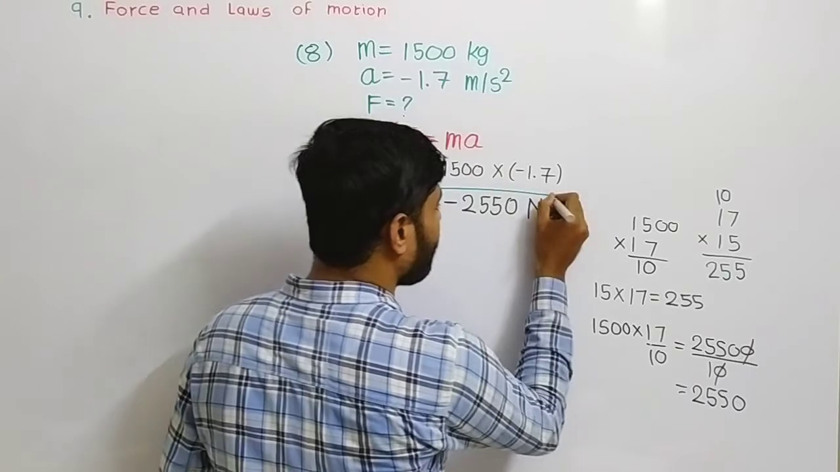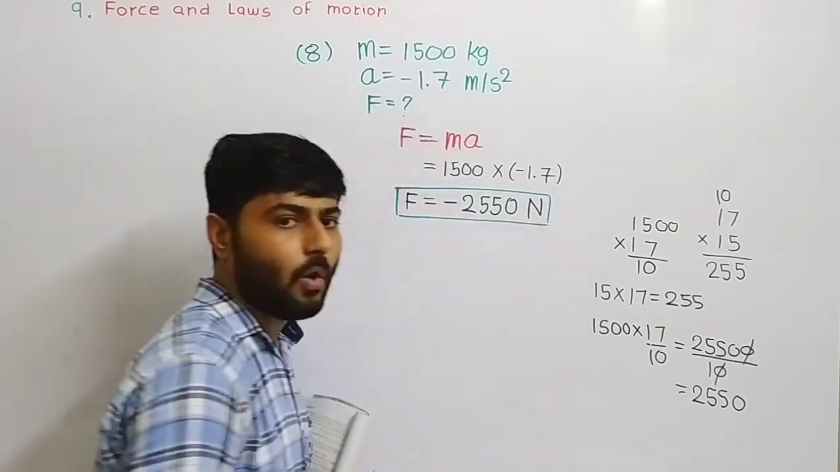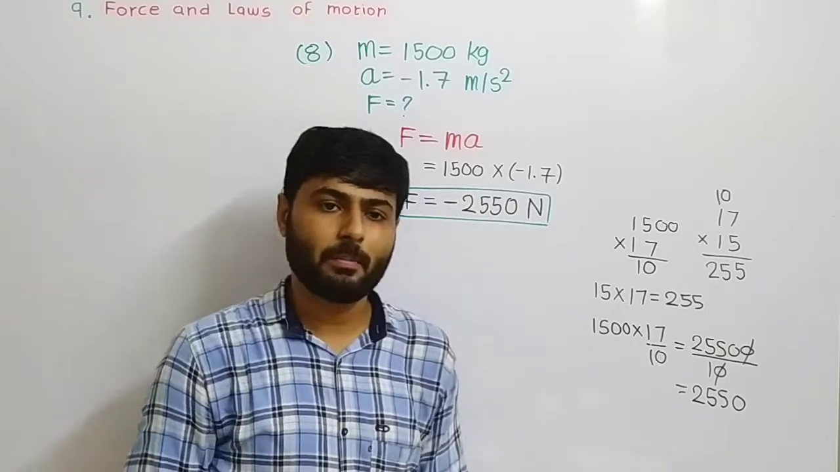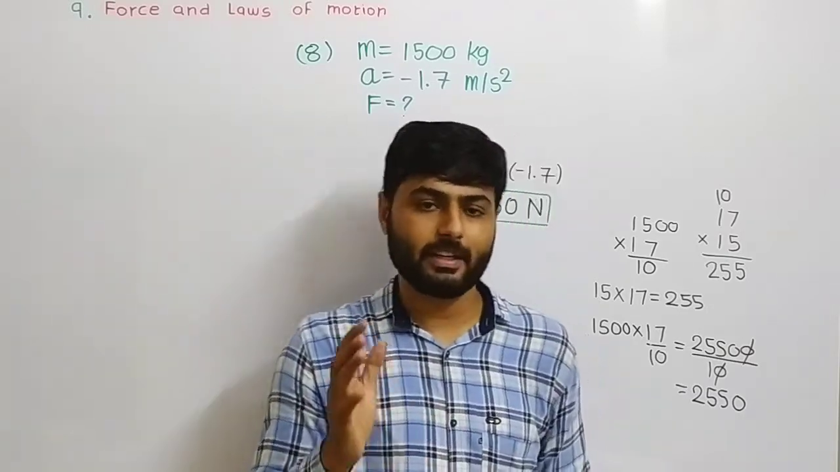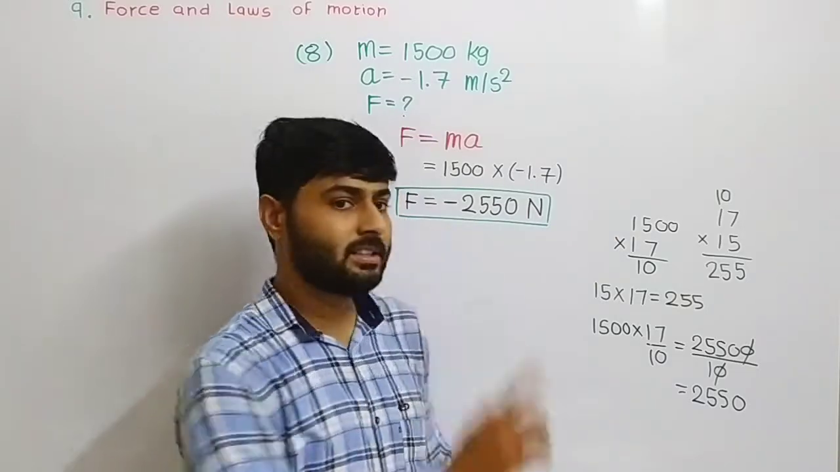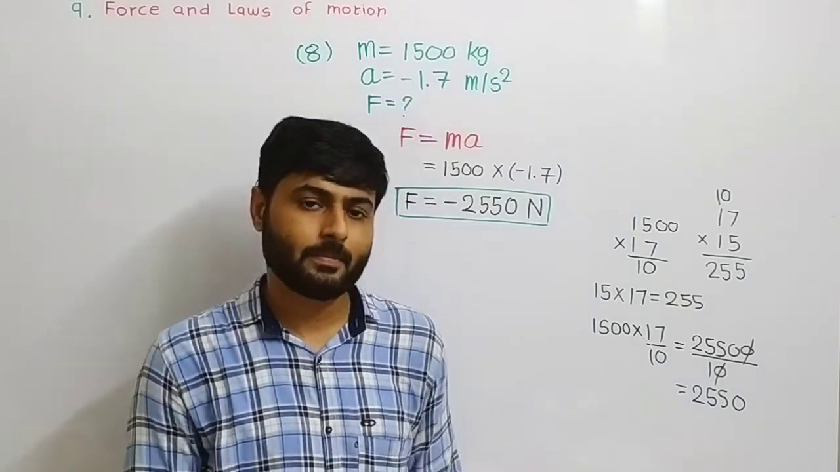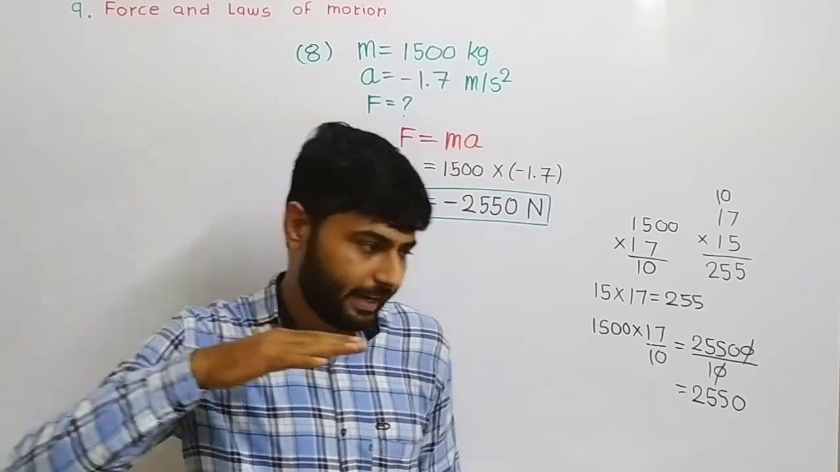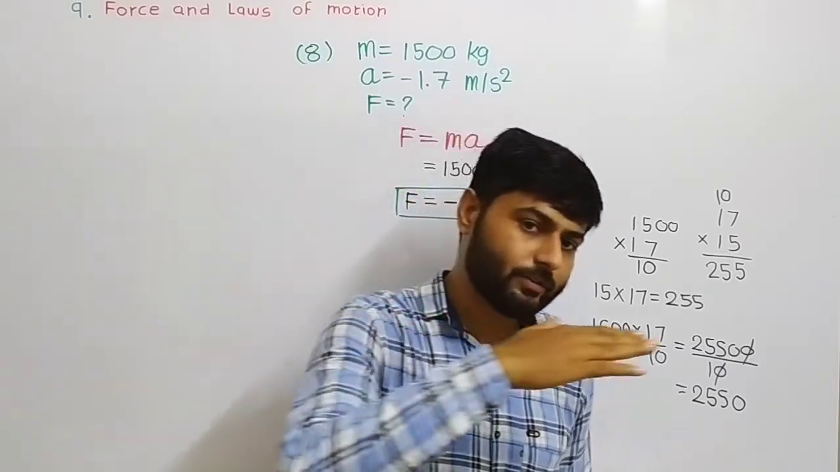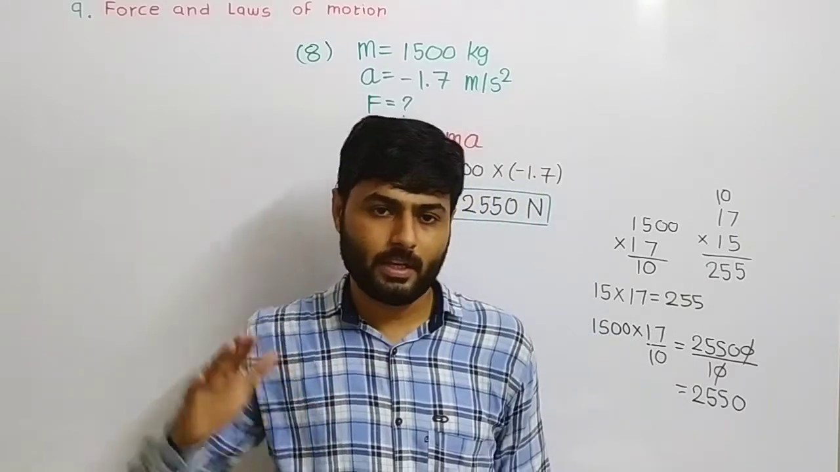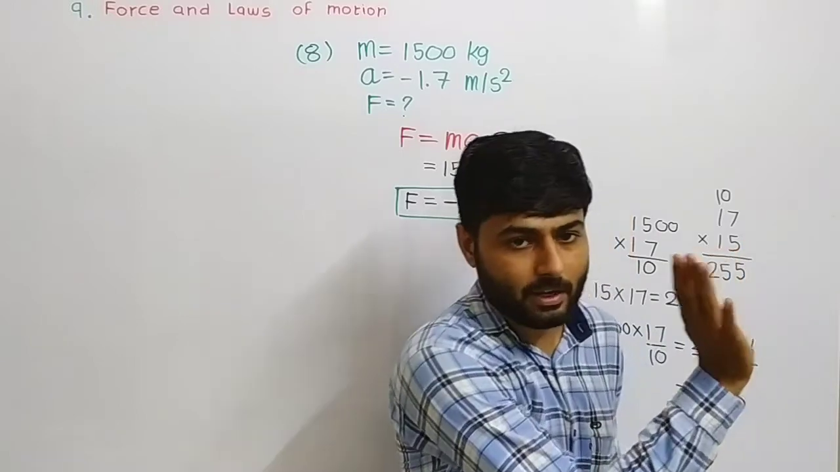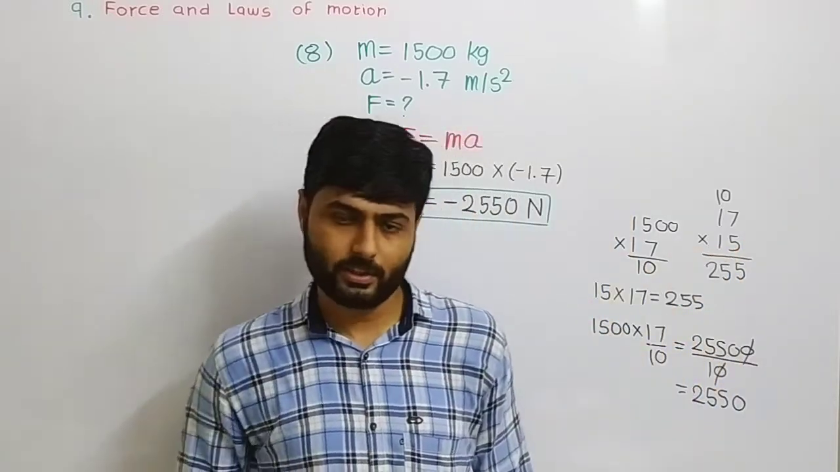Applied by road on vehicle. So we have F is equal to minus 2550 Newton. And again, this minus sign indicates that the force applied by the road is opposite in direction to the motion of the vehicle. If motion of the vehicle is in this direction, the force applied by road on the vehicle is in this direction.